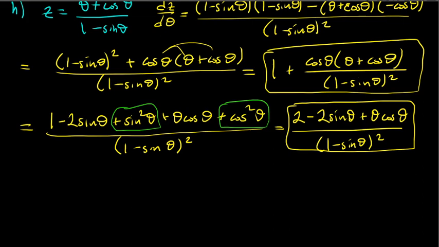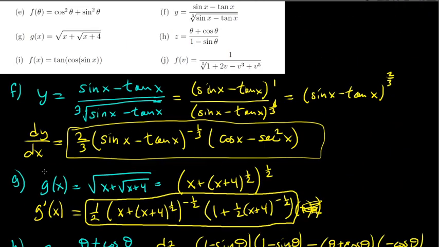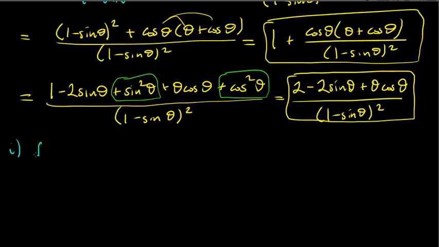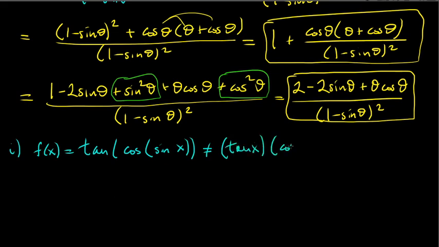And then, what was it again? F of x, yeah, is equal to tangent of cosine of sine of x. Okay, so we're not multiplying, right? This is not a product rule. This is not tangent x times cosine x times sine x. Although that's a good problem too, that's not this one here, right? So just make sure you know the difference here.